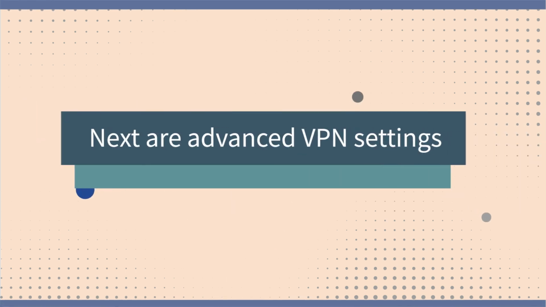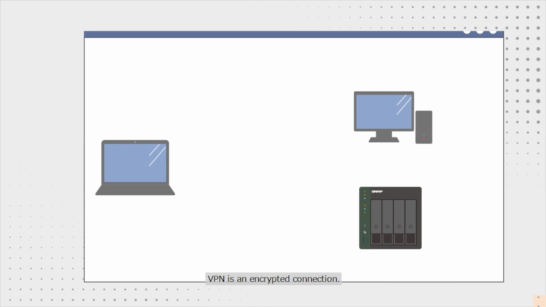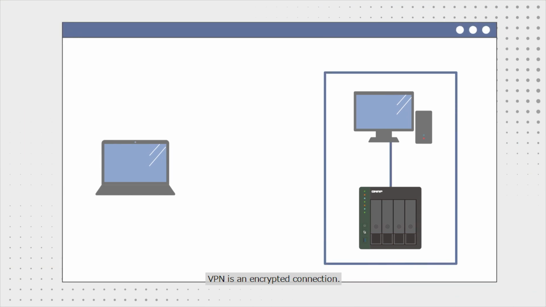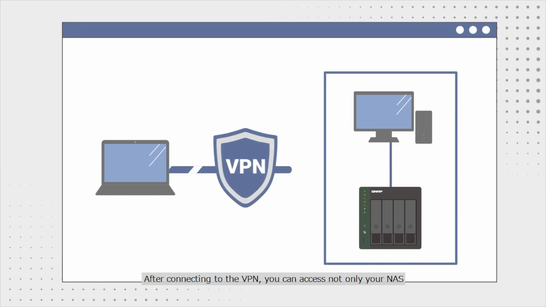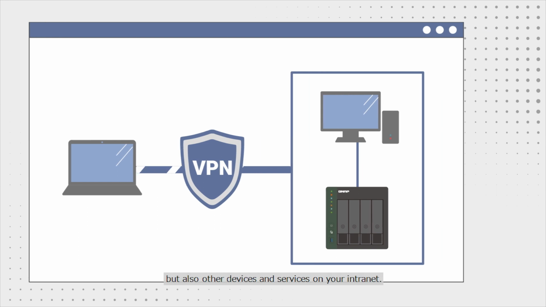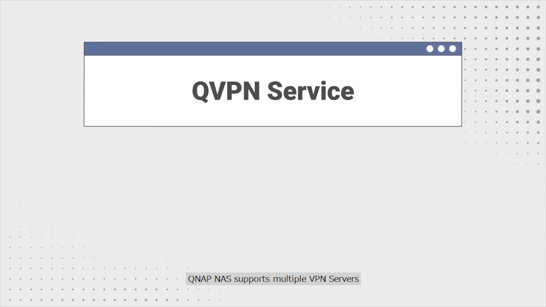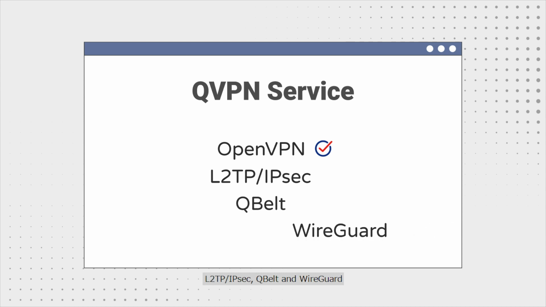Next are advanced VPN settings. VPN is an encrypted connection. After connecting to the VPN, you can access not only your NAS, but also other devices and services on your intranet. QNAP NAS supports multiple VPN servers. We recommend OpenVPN, L2TP, IPsec, QBelt, and WireGuard.